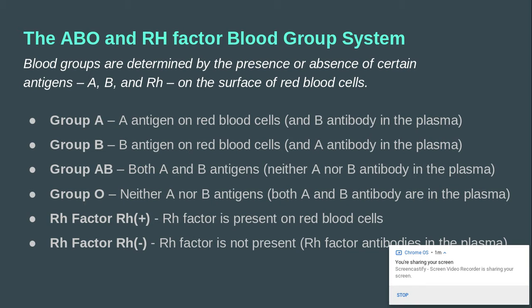There's a lot of information here, but to sum it up, if you have an A antigen, then you have B antibodies. If you have a B antigen, then you have A antibodies. Group AB does not have any antibodies because they have both antigens, and group O has all of the antibodies because they don't have any antigens.